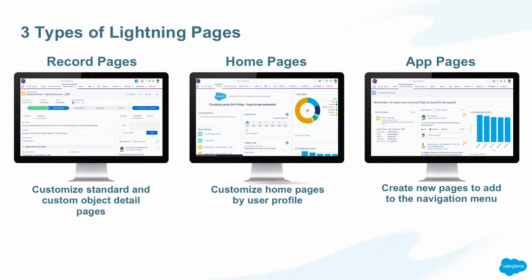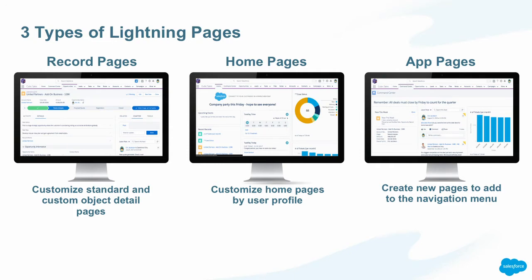As I mentioned, there are three types of Lightning pages. There are record pages, so admins can go into the App Builder and customize both the standard and object record detail pages. They can customize the home page, which is that initial landing page that users see when they go into Lightning Experience for the first time. And they can also create and customize app pages, which is basically adding net new pages to the navigation menu.